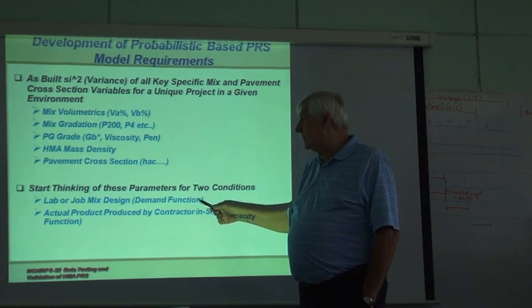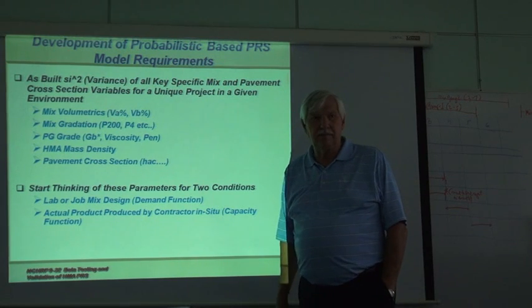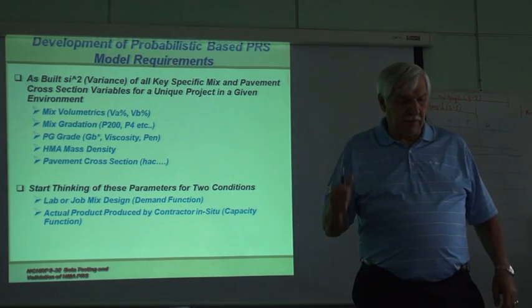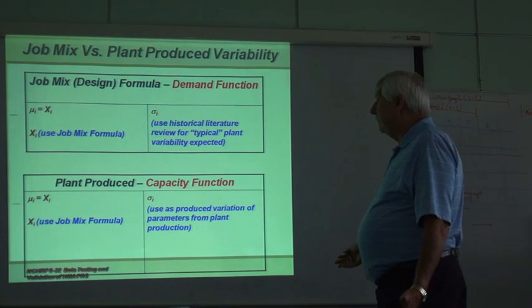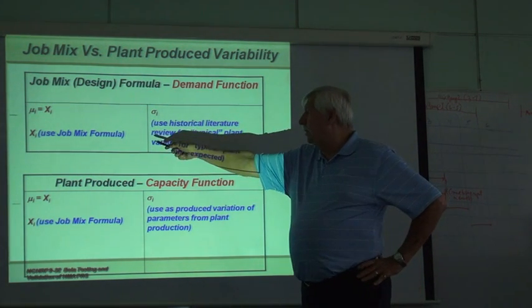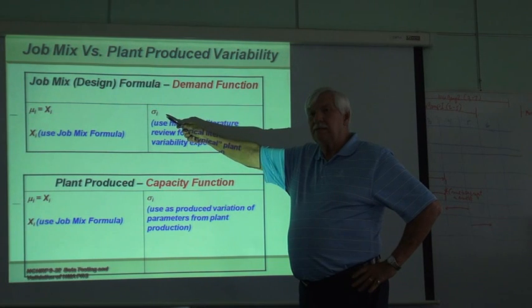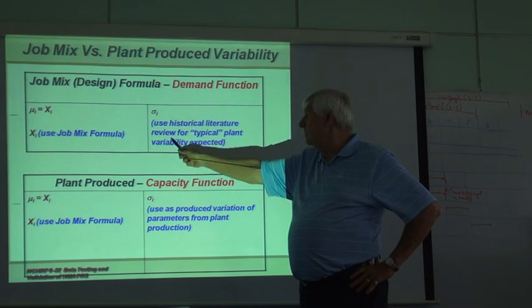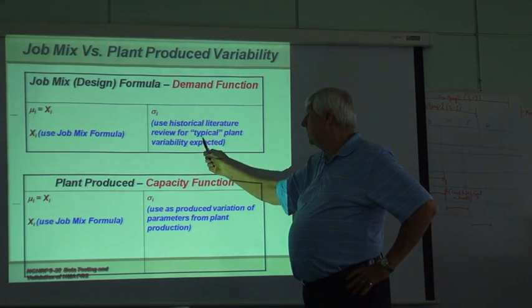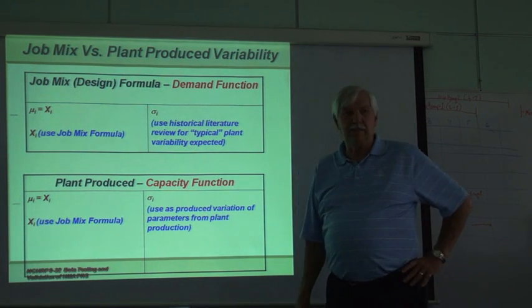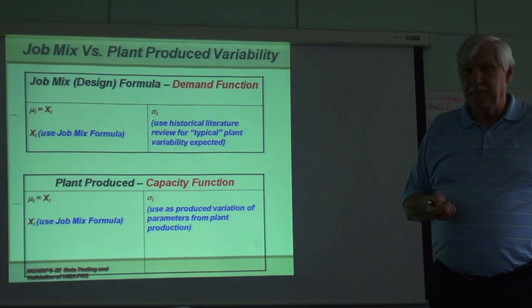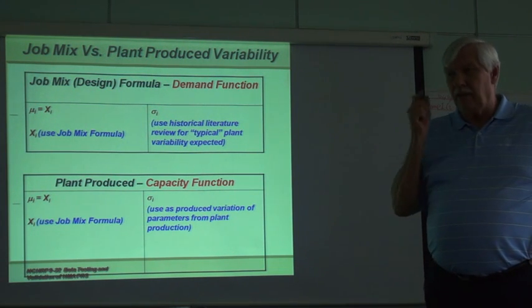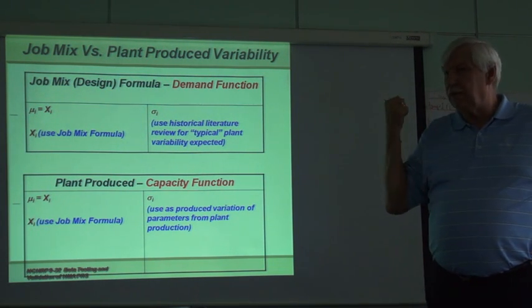Again, I want you to start thinking of 2 parameters: job mix versus what the contractor does. I talked to you about this before, but for the job mix, the variance or standard deviation we're going to use is going to be the historic literature for typical plant variability expected. You guys, again, like I tell you, I bet you have all this in records. Luis, do you have this summarized?